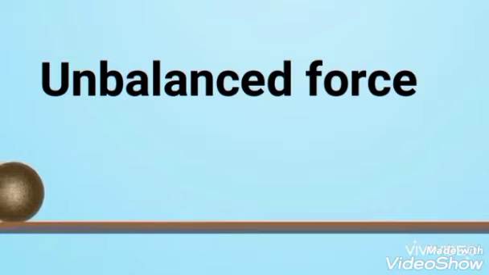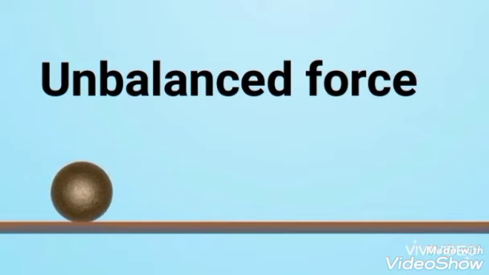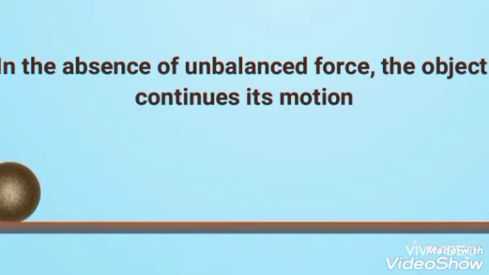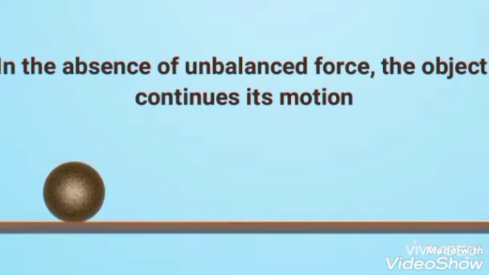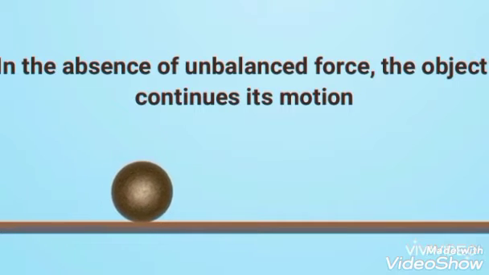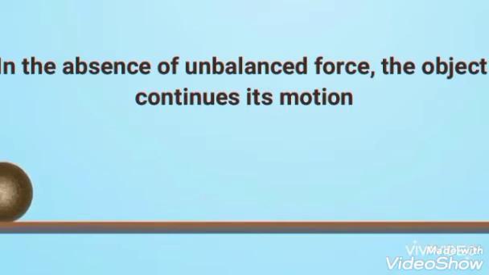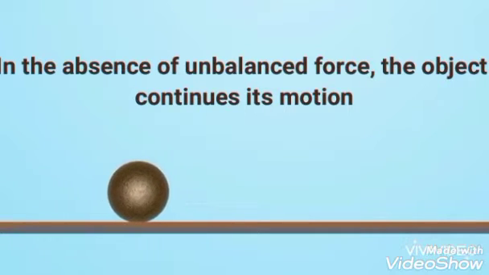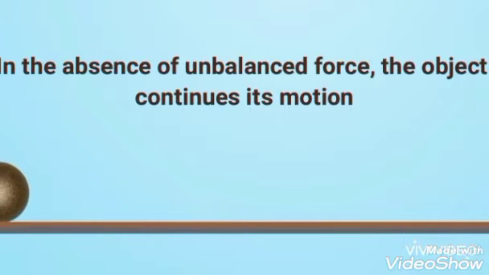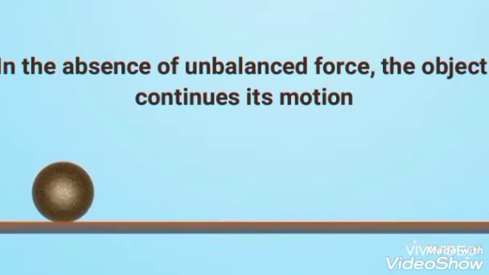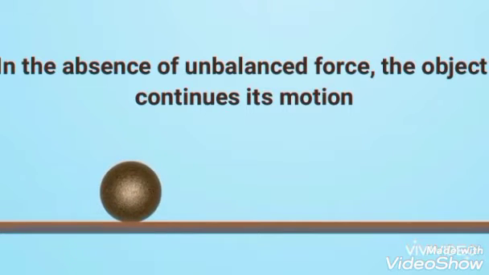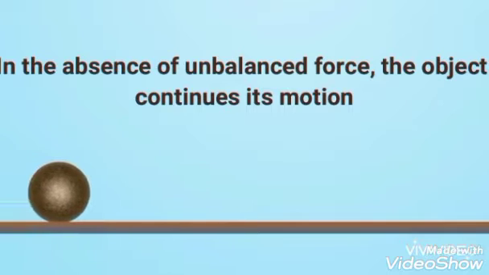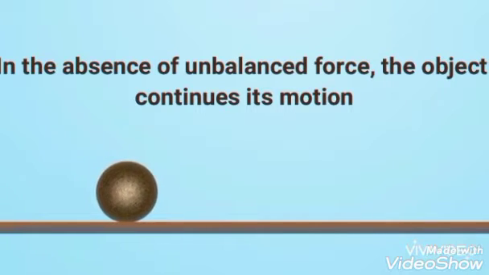That means, in the absence of unbalanced force, the object will continue in its motion. The object remains in its motion when there is no unbalanced force, and the object moves at a constant speed. In the absence of unbalanced force, the object continues in its uniform motion. When we apply the unbalanced force, the object will stop. These are all about Galileo's experiment.